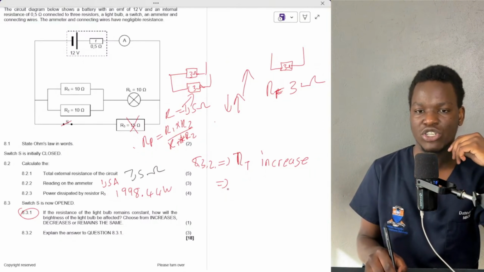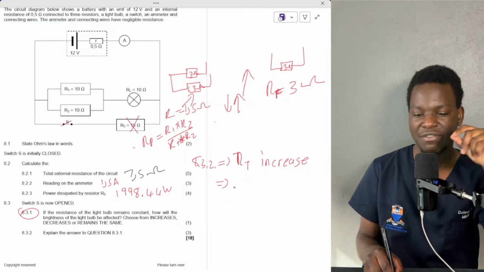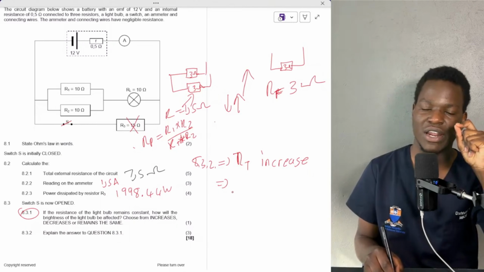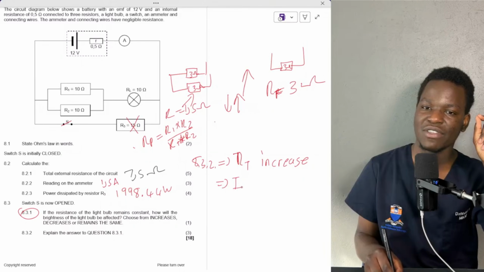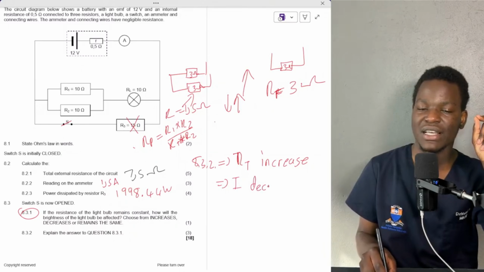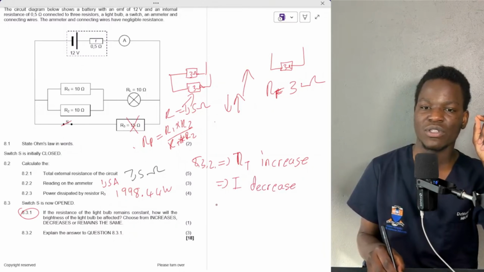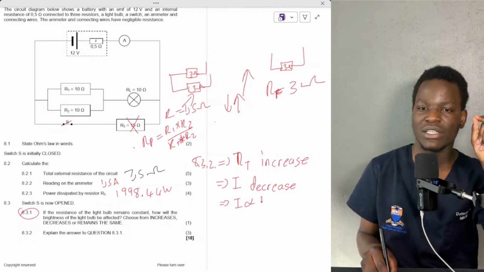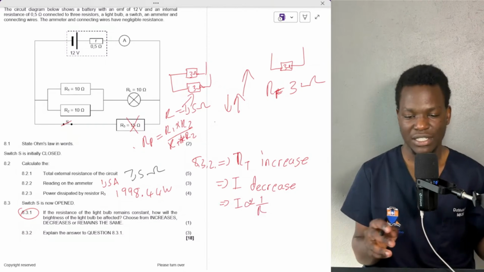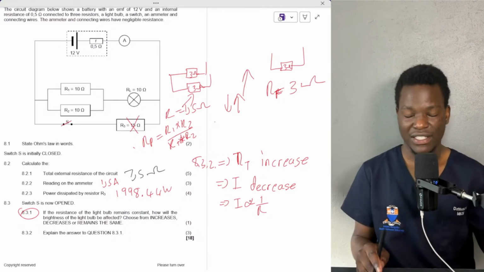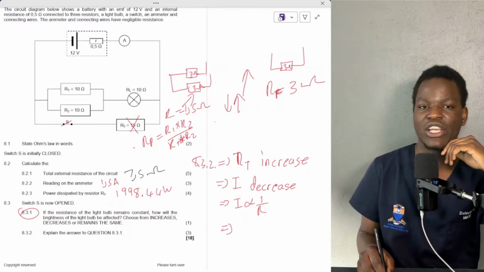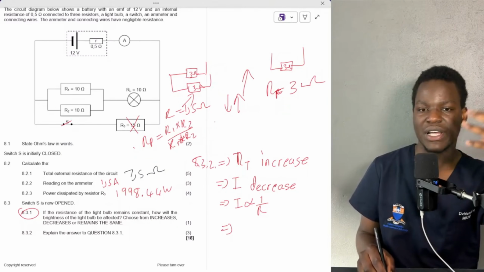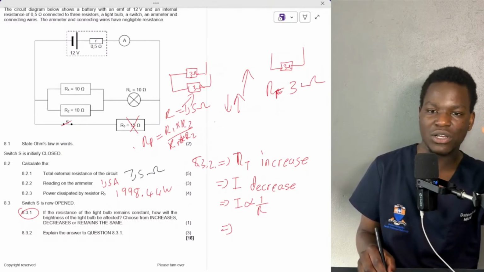Then you continue with your reasoning to say that if R total always increases, therefore the current of the circuit decreases. That's the current. Why? Because current is inversely proportional to what? To resistance. We are still reasoning there.